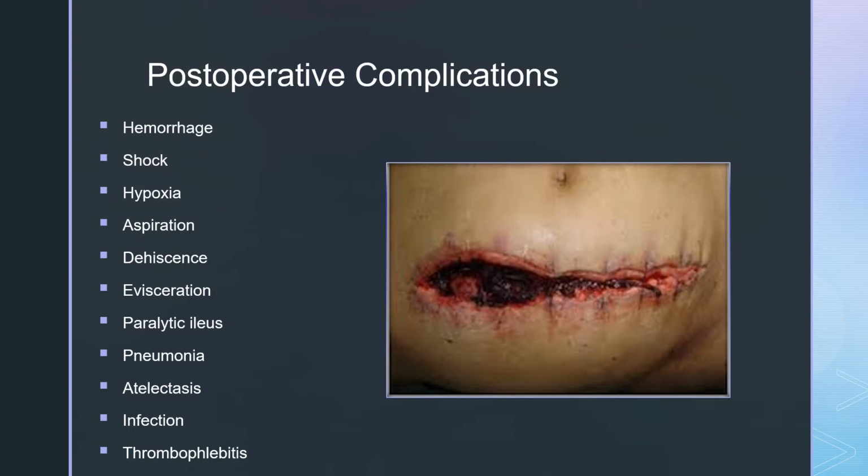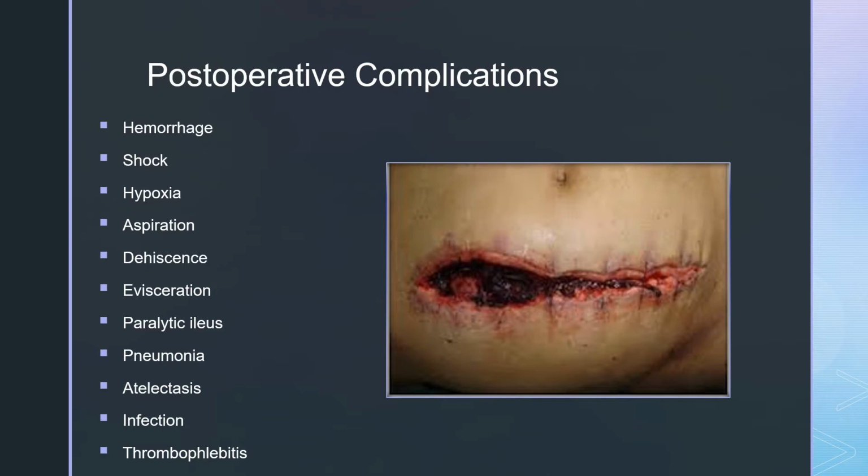Wound dehiscence is separation of wound edges without the protrusion of organs. This complication is likely to occur within 7 to 10 days postoperatively. Risks will include poor nutrition, chronic diseases, being an older adult, increased abdominal tension, obesity, and infection. So it's very important to decrease the strain on the incision and notify the surgeon if this occurs.